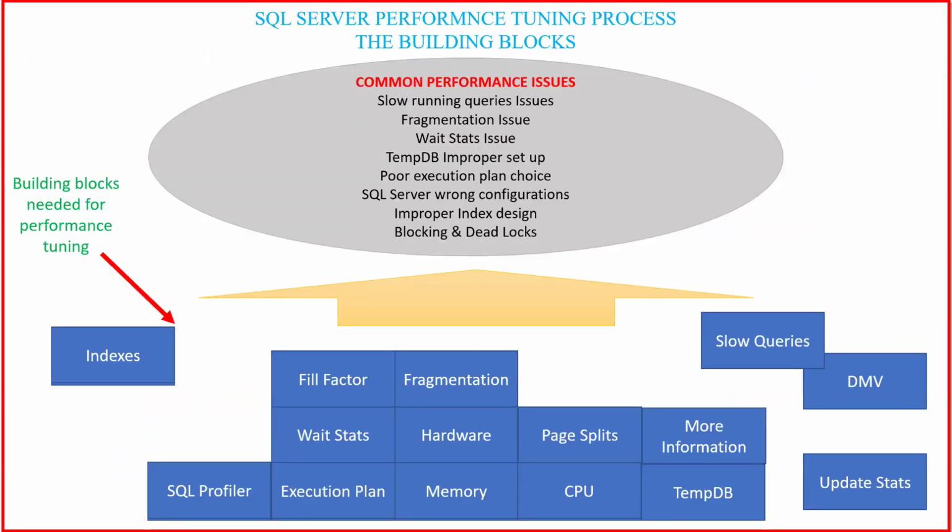The most common issues you will get are slow running queries, fragmentation issues, wait stat issues, improper TempDB setup, poor execution plan choice, wrong SQL Server configurations, improper index design, blocking, and deadlocks. These are the common performance issues. I can't write everything on one slide, right? So I wrote some important components here: indexes, fill factor, fragmentation, wait stats, hardware, page splits, TempDB, CPU, memory.